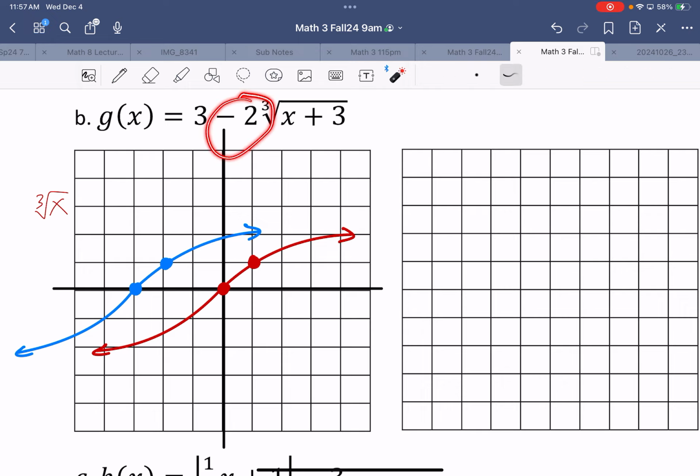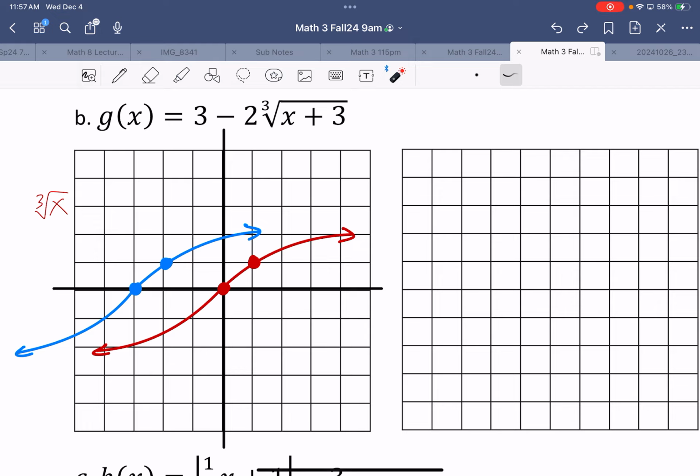Now this next one is outside, but there's 2 things going on here. The negative is going to cause a reflection, so it's going to do this and that. But the 2, it does everything you think. It's going to stretch this by 2. And it's doing it vertically because everything outside is vertical. Everything inside is horizontal. So whatever happens to the X is horizontal. What's happening to the Y is vertical.